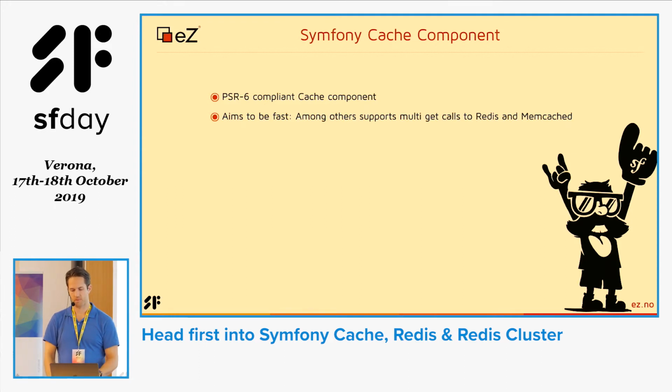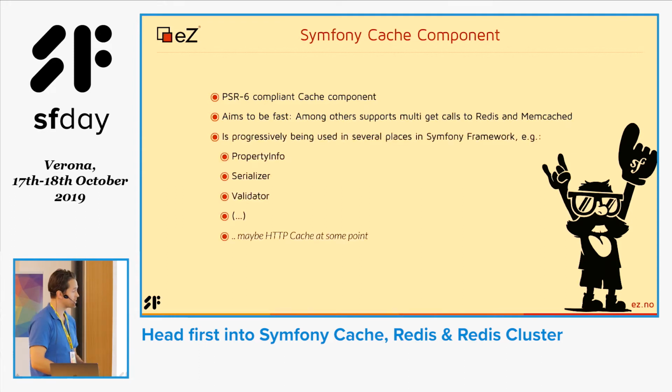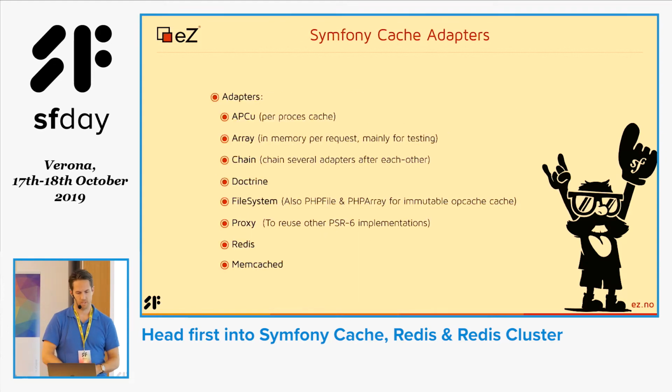The component itself is also progressively being used throughout Symfony. So these are some of the places, and it might show up in HTTP cache as well someday. It does have a lot of adapters. It can be used with APCu, or what we called APC before, array, so in memory in PHP. Chaining, combining several adapters. Doctrine, or Doctrine Cache, which itself has a lot of adapters that you can plug in. File system, proxy, Redis, Memcache, and tag aware.